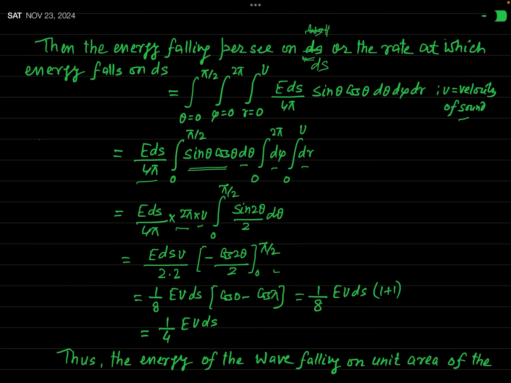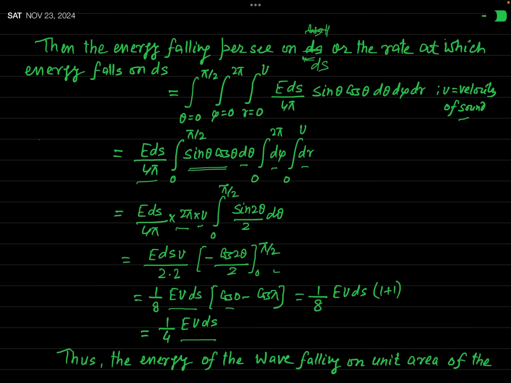Now after substituting the limits, your result will be 1 over 8 EV times ds, cos 0 minus cos pi. But cos 0 is 1 and cos pi is minus 1. So this minus times minus will become plus. So 1 plus 1 will be 2. Okay. So this result is finally 1 over 4 EV times ds. E times V times ds.